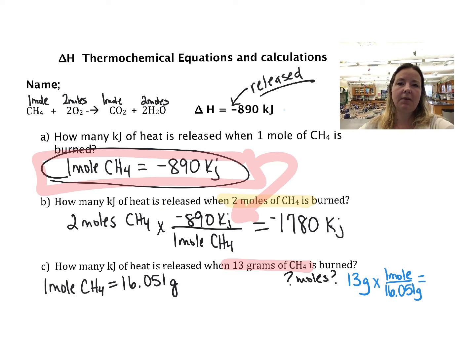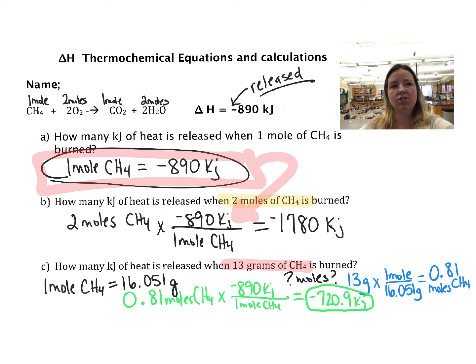Now that we know how many moles of CH4 we have, we can use the relationship from our balanced equation that says that for every 1 mole of CH4, we are going to release 890 kilojoules. And then we can figure out how many kilojoules of heat energy are released when there are 13 grams of CH4 being burned. So check out my work for all of these problems. Make sure that you understand them so that you can complete them on your own.